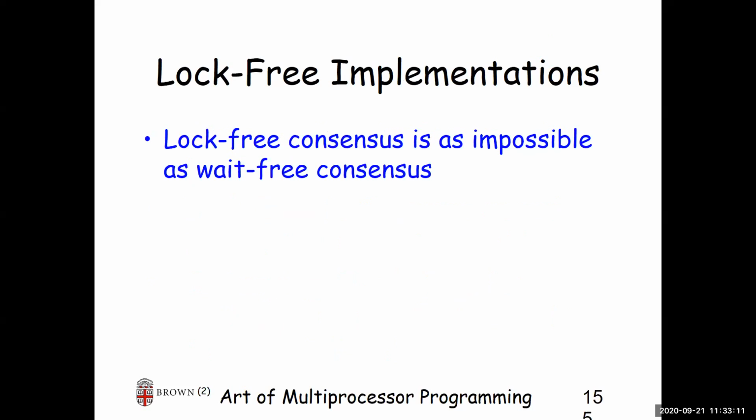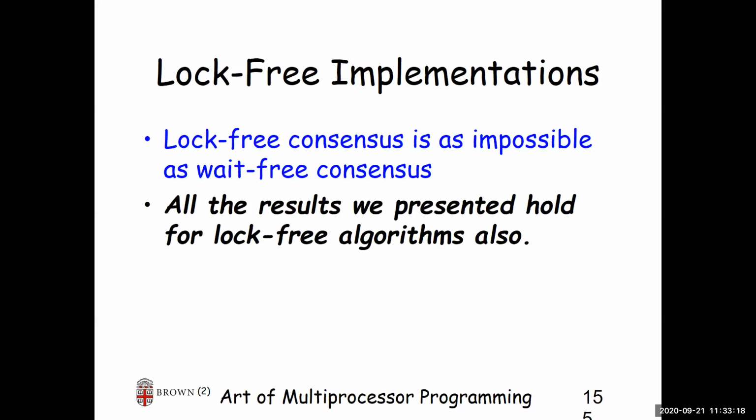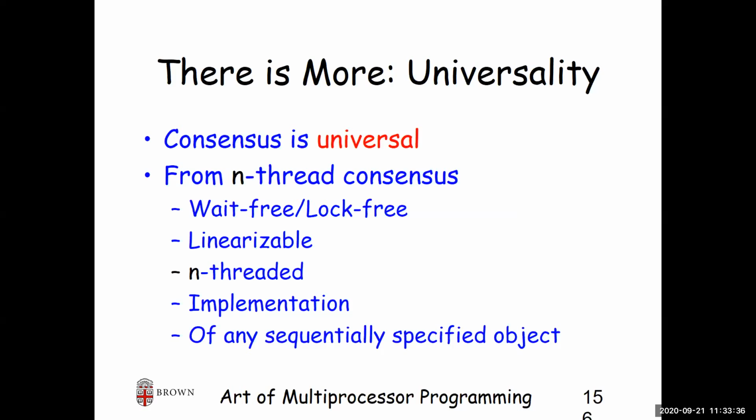Okay, so lock-free implementation of consensus, as I said, is as impossible as wait-free consensus, or as difficult, whichever. And all the results we presented hold for lock-free algorithms also. So one of the things I want to point out is we are defining consensus to include wait-free. Okay, we could have defined it to include lock-free, but it's just not how we did it.